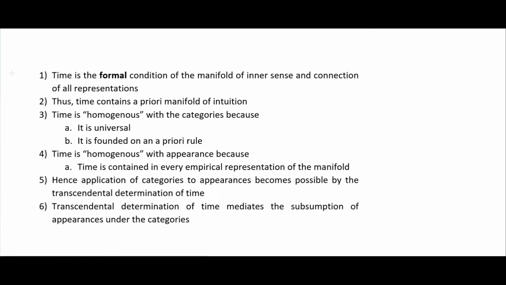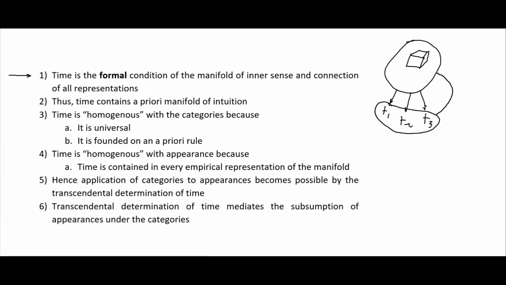So Kant goes through this. I put it out in numbered form here; it's not numbered in the actual book. He says that time is the formal condition of the manifold of inner sense and connection of all representations. That is essentially what we've talked about before: we have this object in our intuition, but we see it at time t1 and at time t2 and at time t3 and so forth. So we connect all these representations, and that gives us the object in general, not just the object as we're perceiving it at some one particular time.